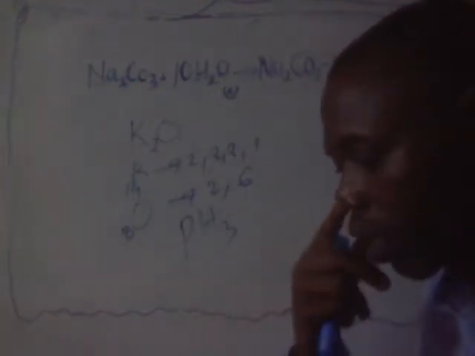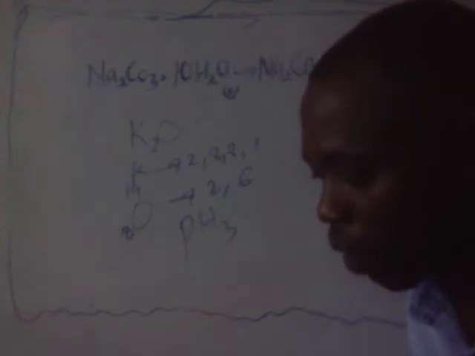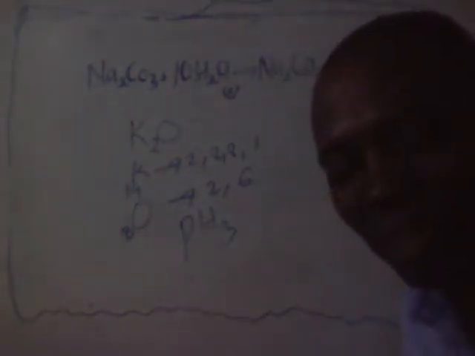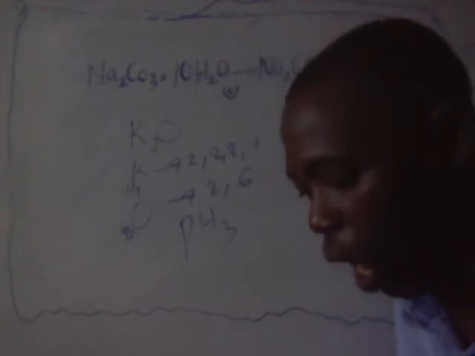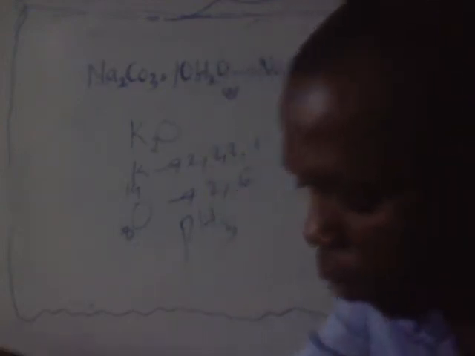Number 14. The elements in group 1 of the periodic table are called what? What do you think the answer is? In group 1 we have lithium, sodium, potassium, rubidium, cesium, and francium. Those are the elements that we have in group 1.